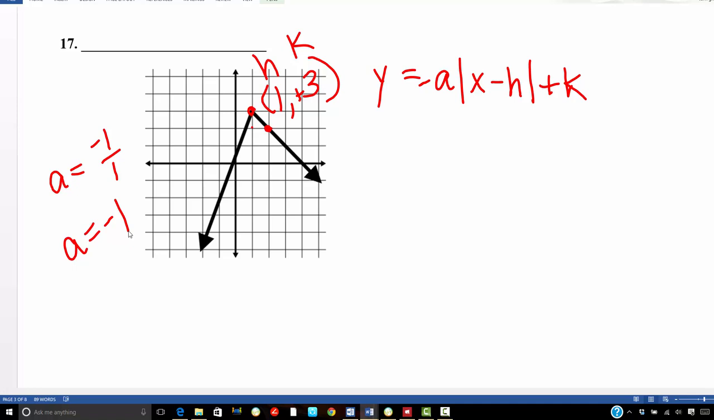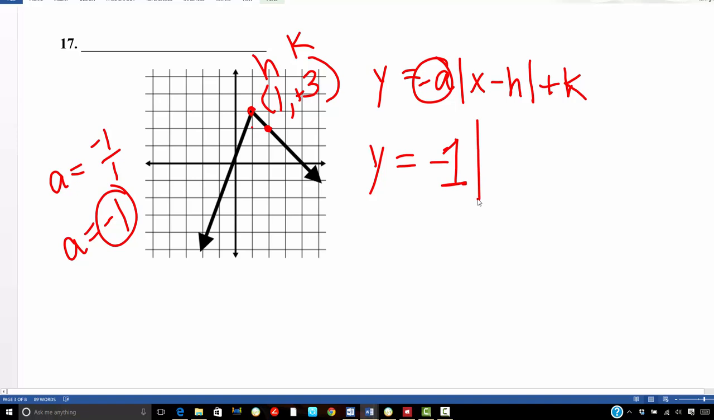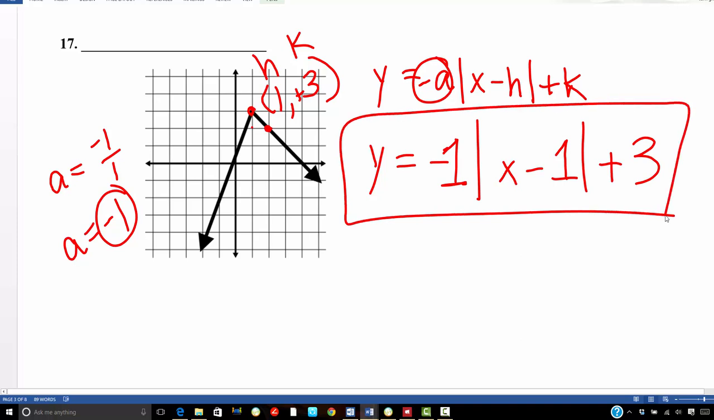So you can either put the negative here. I guess I shouldn't have probably done that. You can either put the negative here, or you can put the negative in at the beginning. Either way, make sure the leading coefficient is negative, since this graph is facing down. And that should be your answer. We don't really need the -1. We can just put a negative out in front.